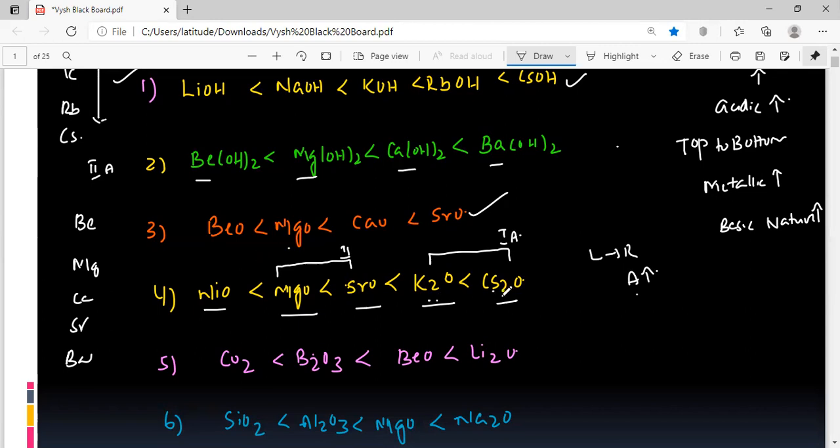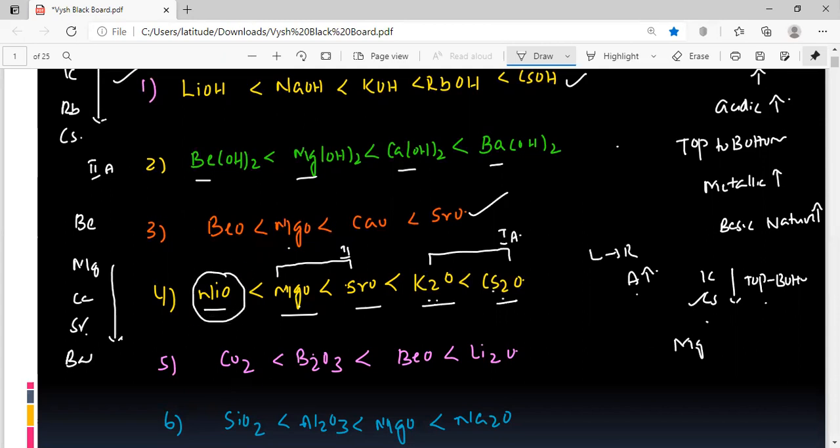So this means first A group elements will have more basic character. And for potassium and cesium, we have to consider top to bottom. Top to bottom, metallic nature increases so that basic nature increases. Cesium has a higher basic character than potassium. And in the case of the second A group elements, magnesium and strontium, from top to bottom, metallic nature increases so that basic nature increases here. Strontium will have more basic character than magnesium. Which is the least one here? In this case, nickel oxide is the least one.